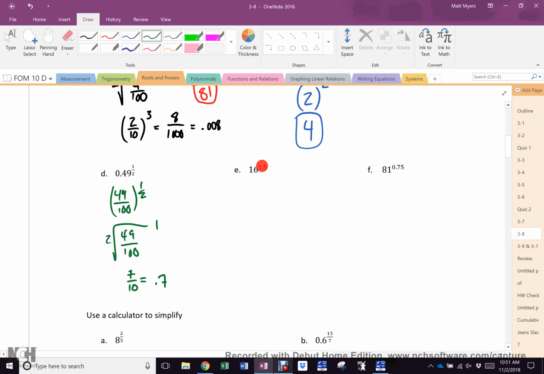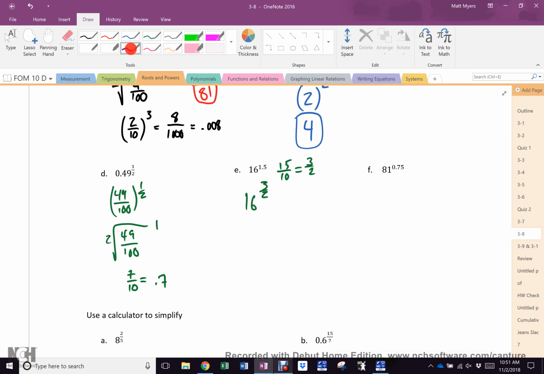15 over 10 is fine. But would you ever hand that as an answer to Mrs. Bad Crumble? No. What would you do? Simplify it to 3 over 2. So that is 16 to the 3 halves. Now you can do this in your sleep, right?